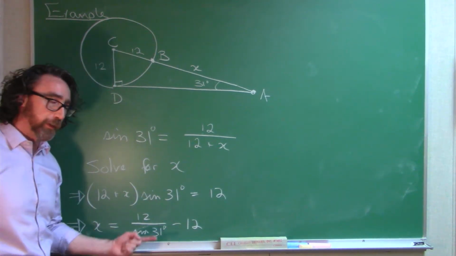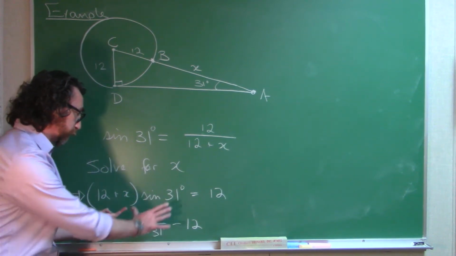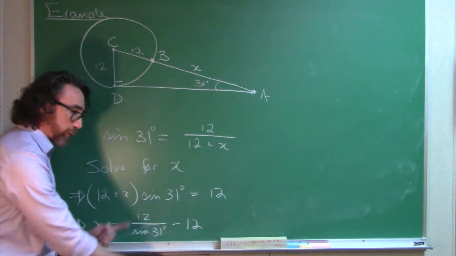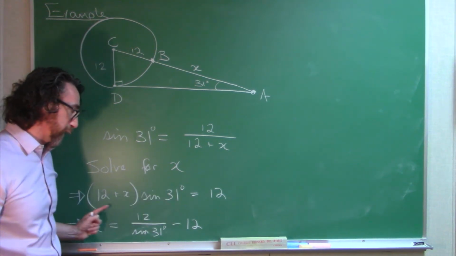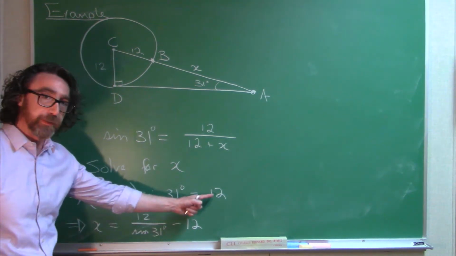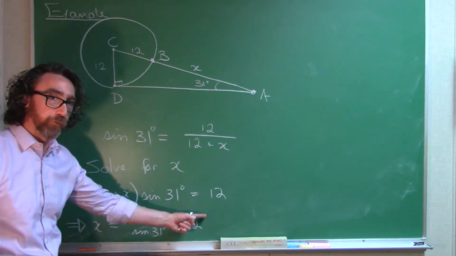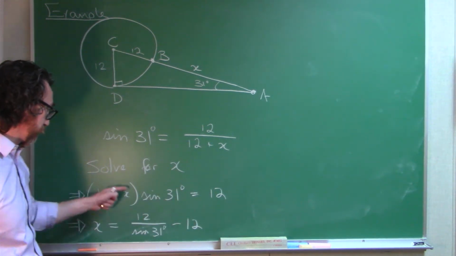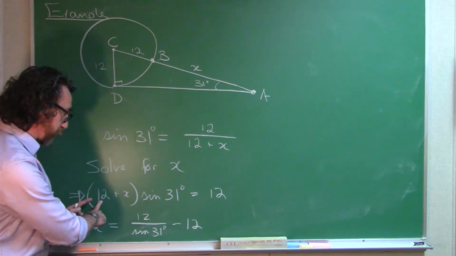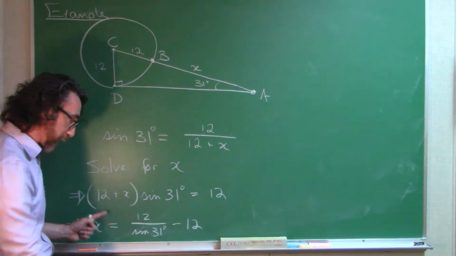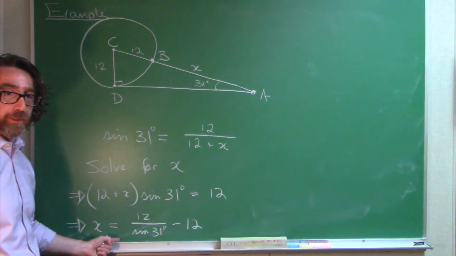Well, what did I do here? I want x by itself. Let me get rid of this sine 31 by dividing it out. So I'm dividing out. Divide this side by sine 31, it cancels. Divide that side by sine 31, you get 12 over sine 31. Now notice, if I cancel out the sine 31, I get x plus 12. I want to get rid of that plus 12, so I subtract 12. So now we're down here.